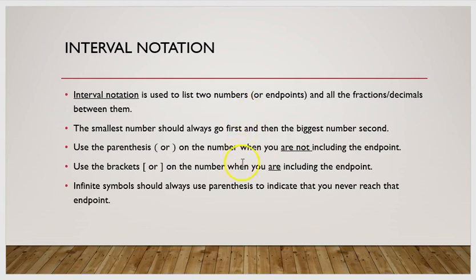If you are not including one or both of the endpoints, then on those endpoints you use the regular parentheses. If you are including one or both of the endpoints, then on any of the endpoints you are including, you use this square bracket. As a comment, when we are dealing with the infinity symbols, the infinite symbols should always use parentheses, because what we're trying to communicate there is that you never actually hit that number. The idea is that it's a number that's so big we can never hit it. So just by definition, always use parentheses whenever you're dealing with infinities.